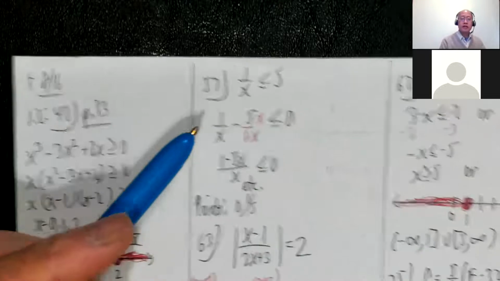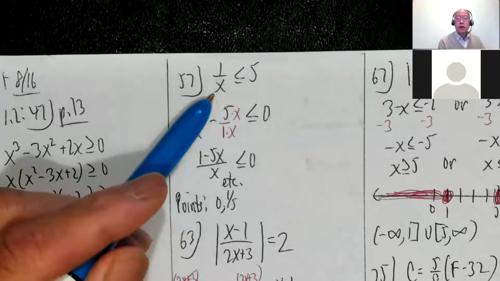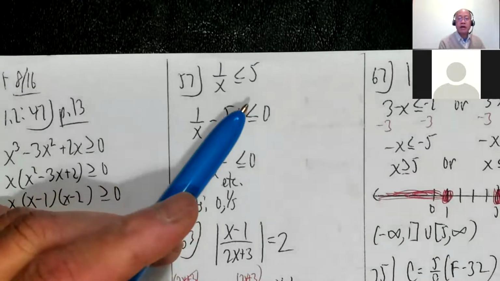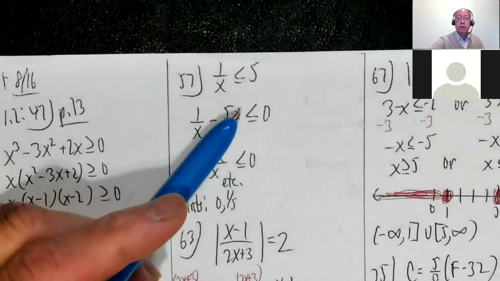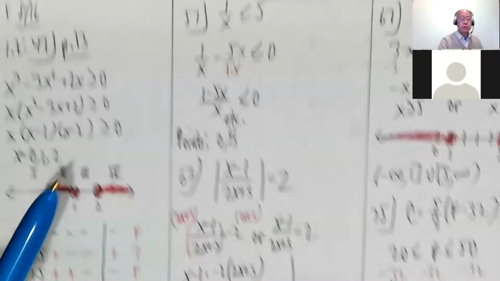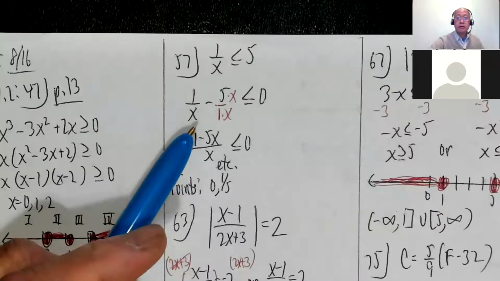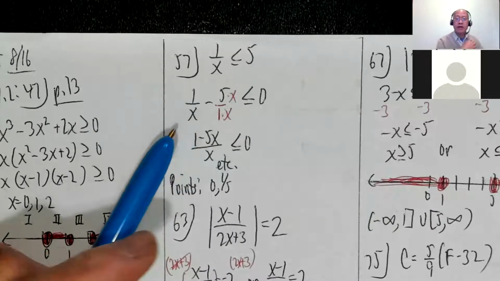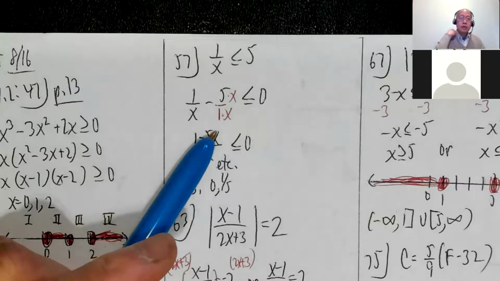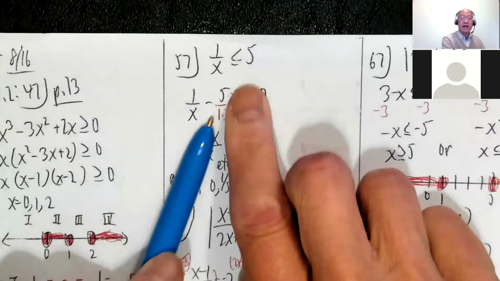So how do I do 1 over x is less than or equal to 5? Okay, now on the right-hand side, you always have to have a 0. See how this was 0, 0, right? So what do I do if I don't have a 0? You make it a 0. So how do I change it to a 0? Well, subtract 5. So 1 over x minus 5.